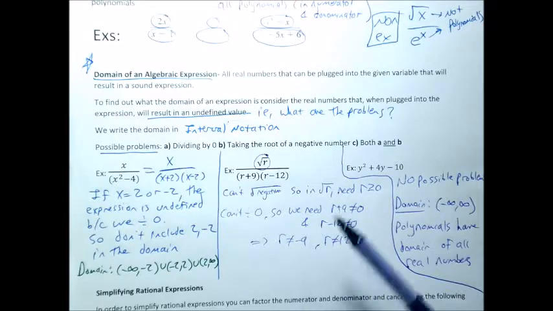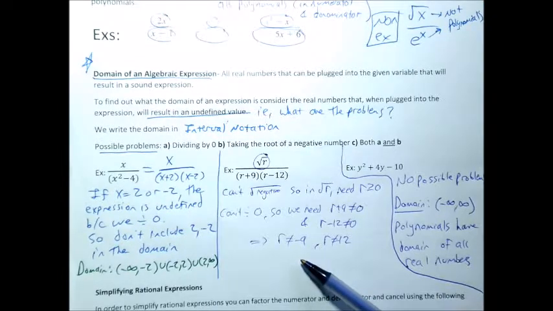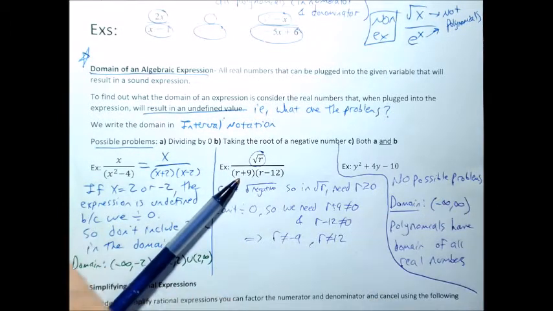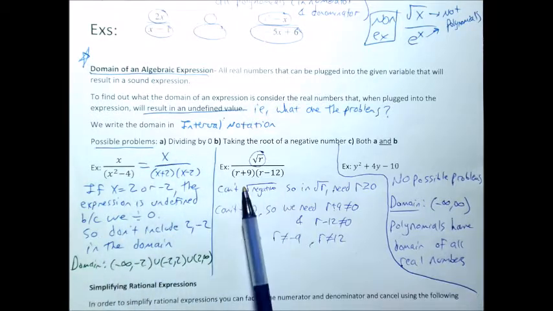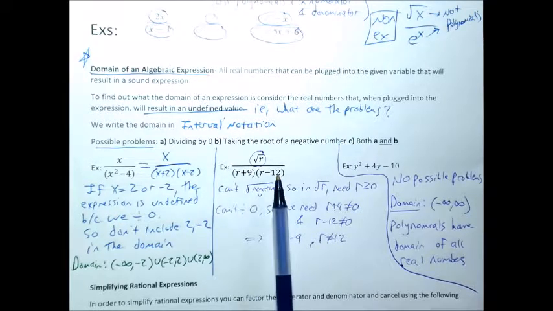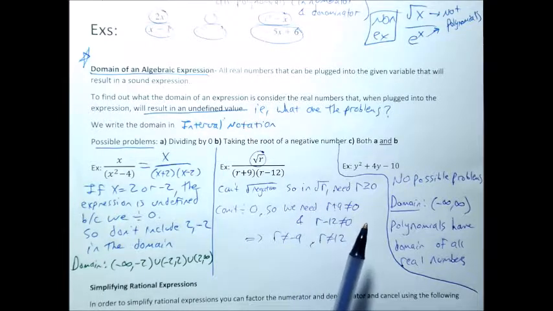Right, because if we plug in a 12, it'll make the r minus 12 0, and then we'll divide by 0. If we plug in -9, it'll make the r plus 9 0, and we'll divide by 0. And so we don't want to do either one of those things. And just to be clear, in case someone's wondering, they multiply together. And so we only need one of them to be 0, because it'll multiply and make the whole denominator 0. So both of those things need to be avoided.